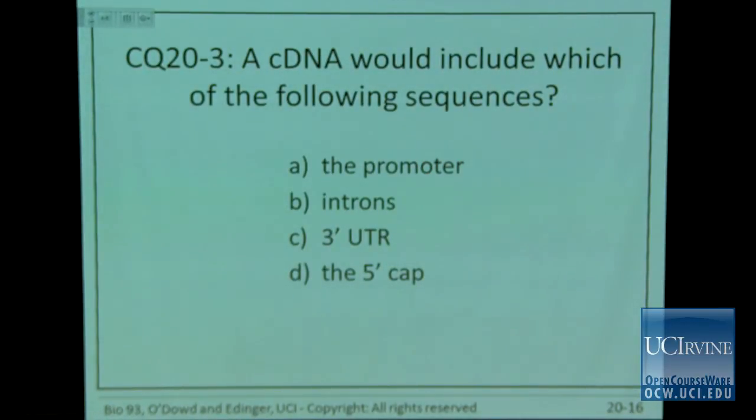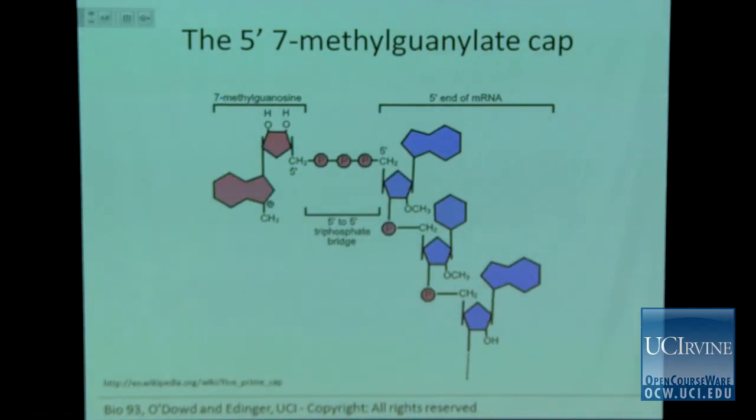The 5' cap. I realized that I don't think I showed you a picture of what the 5' cap looks like. You don't have this, but it's on Wikipedia if you wanted to look at it. So the 5' cap is a modified guanosine, but it's not attached with a phosphodiester bond. It's a strange phosphate-phosphate bond. So that's not going to get copied by a DNA polymerase. So the 5' cap is not correct. The correct answer is the 3' UTR. Does anybody have any questions about that? Good.